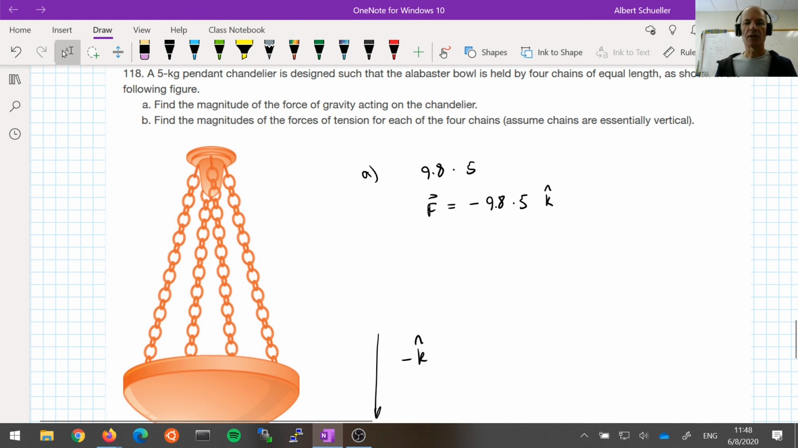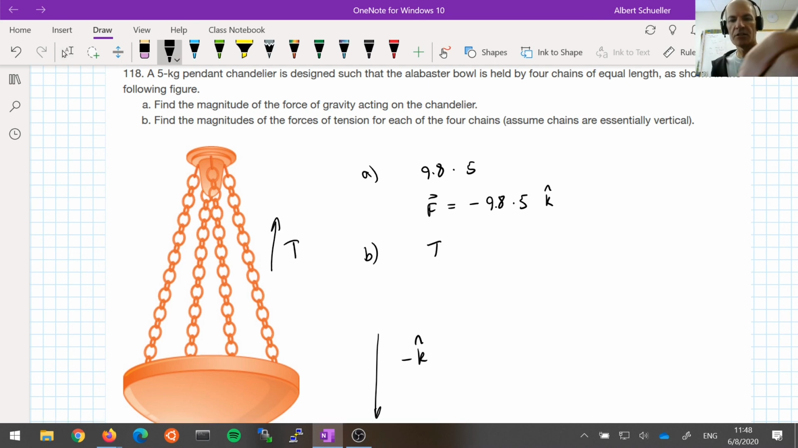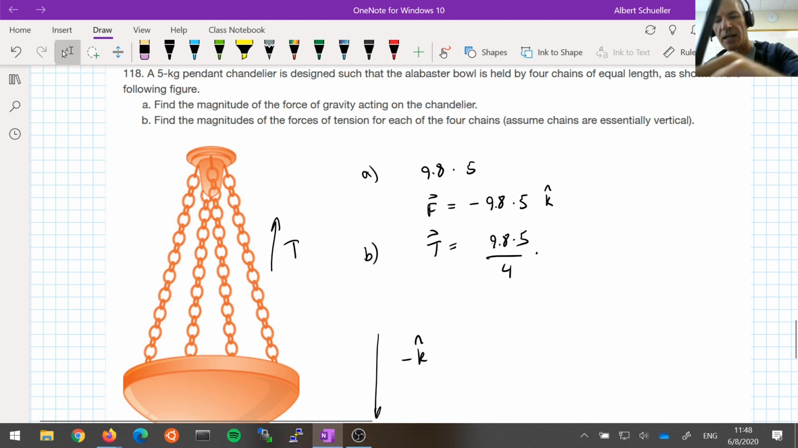What's the magnitude of the forces of tension on each of these chains? So the tension is acting in the upward direction, and the tension on each chain is equally distributed across the four chains. So the tension is going to be 9.8 times 5 divided by 4 times the standard normal vector in the z direction, which is k. They act in opposite directions, T going up, F going down.